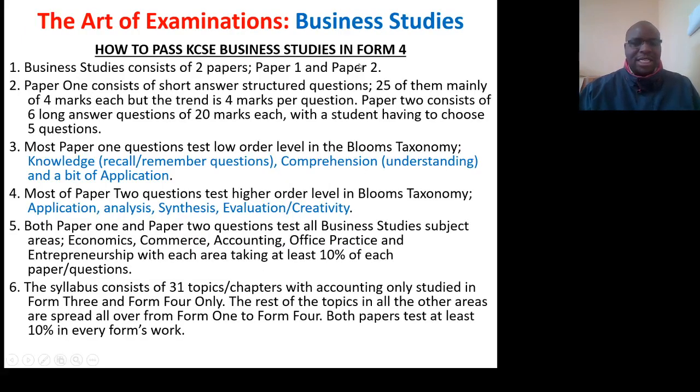How to pass KCSE Business Studies in Form 4. Business Studies consists of 2 papers, Paper 1 and Paper 2. Paper 1 consists of short answer structured questions, 25 of them, mainly 4 marks each. Paper 2 consists of 6 long answer questions of 20 marks each, with a student having to choose 5 questions to give a total of 100 marks.